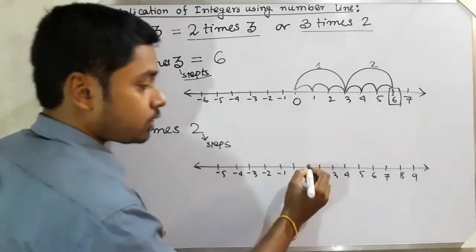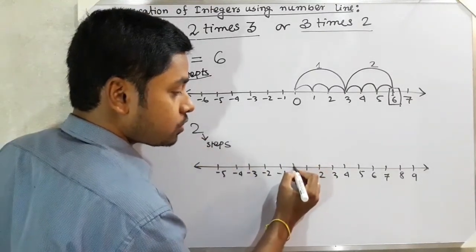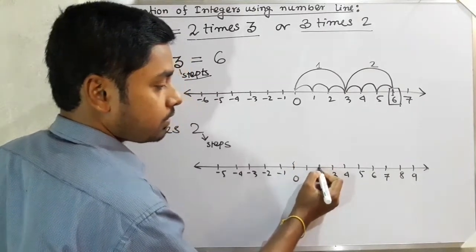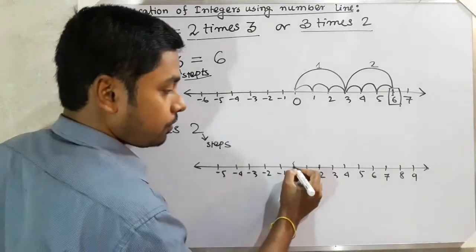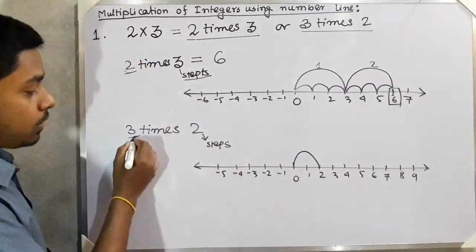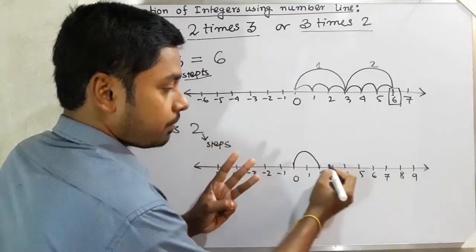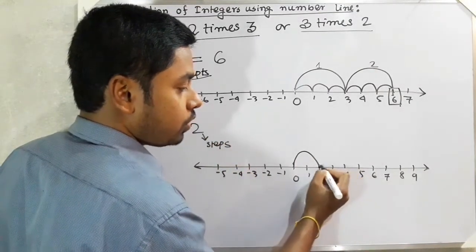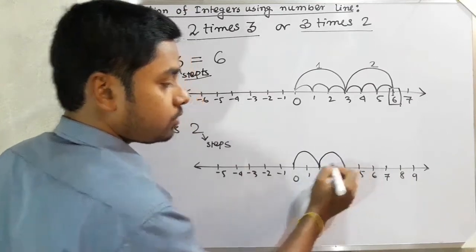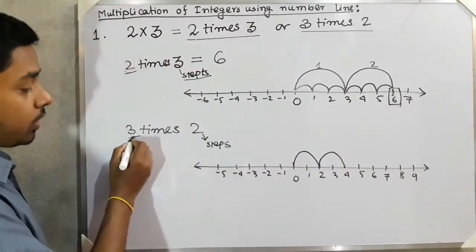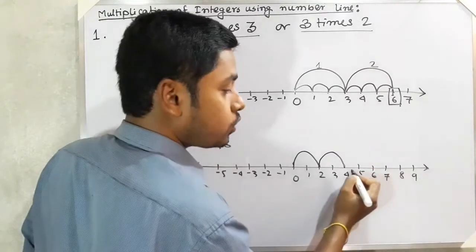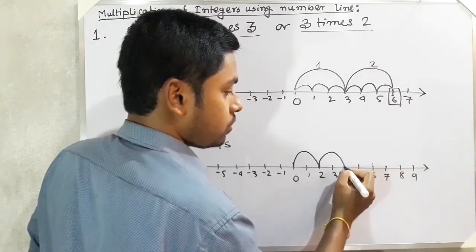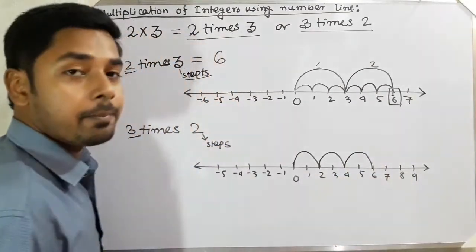3 times. So first of all, two steps from 0. So from here 1 step, 2 steps here. So first time, and how many times you have to take? 3 times. So from here again 2 steps, 1, 2. So again 2 steps, and we have to take what? 3 times. So from here again 2 steps, 1, 2. So here. Okay.